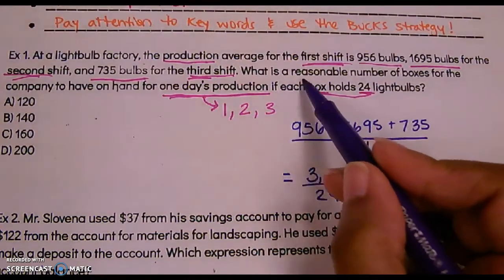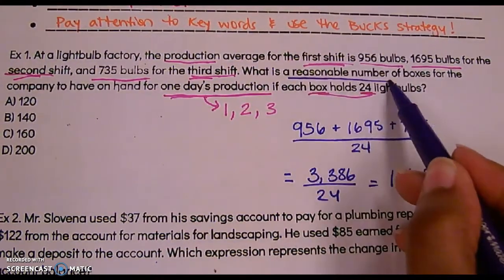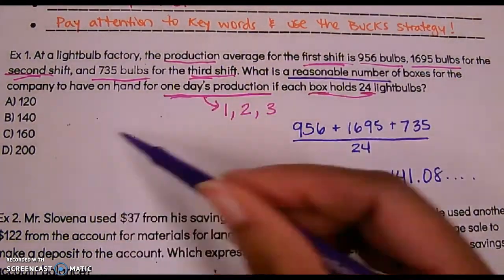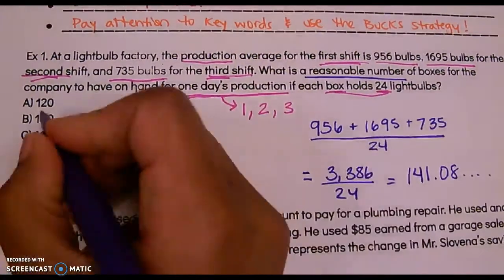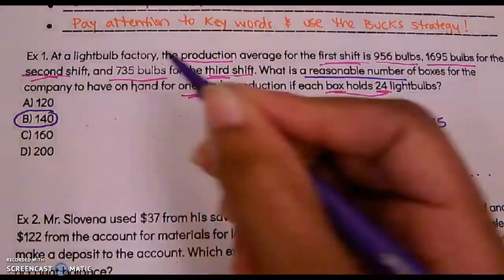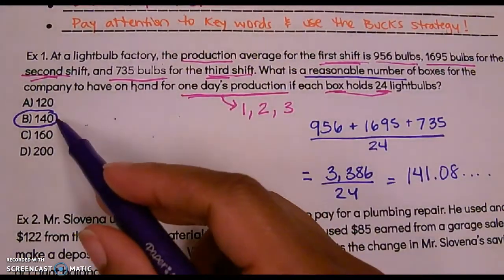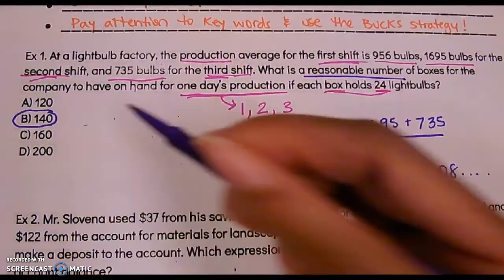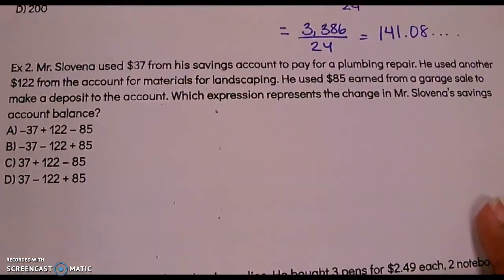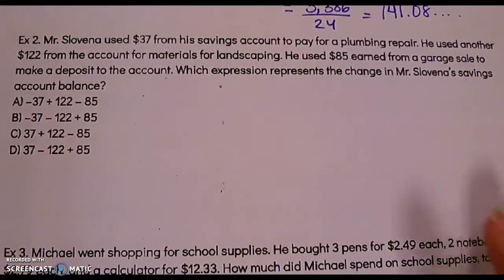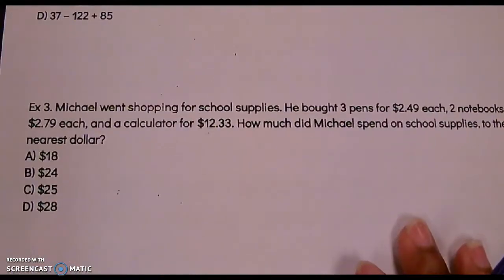Now the question says, what is a reasonable number? And when I look at my answer choices, the answer that's closest to this is B. 140 is the reasonable number of boxes. And that's my answer. Now what I want you to do is try and solve example 2 and example 3.